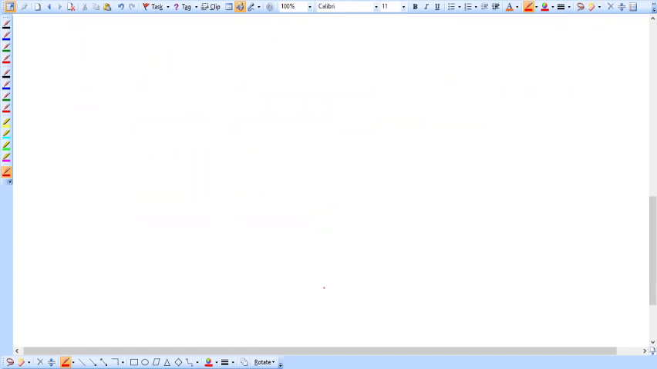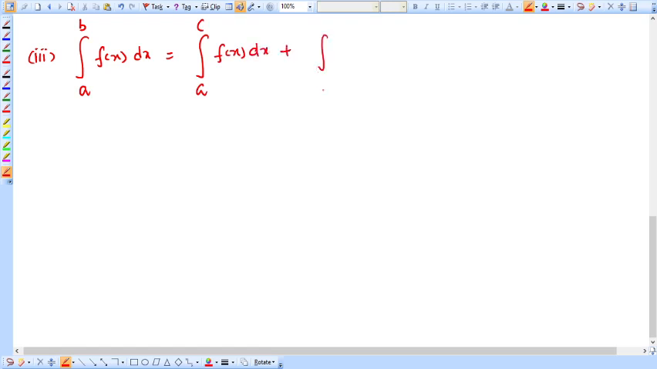Now the third property, property number 3: integration a to b f of x dx is equal to integration a to c f of x dx plus integration c to b f of x dx, where c lies between a and b.